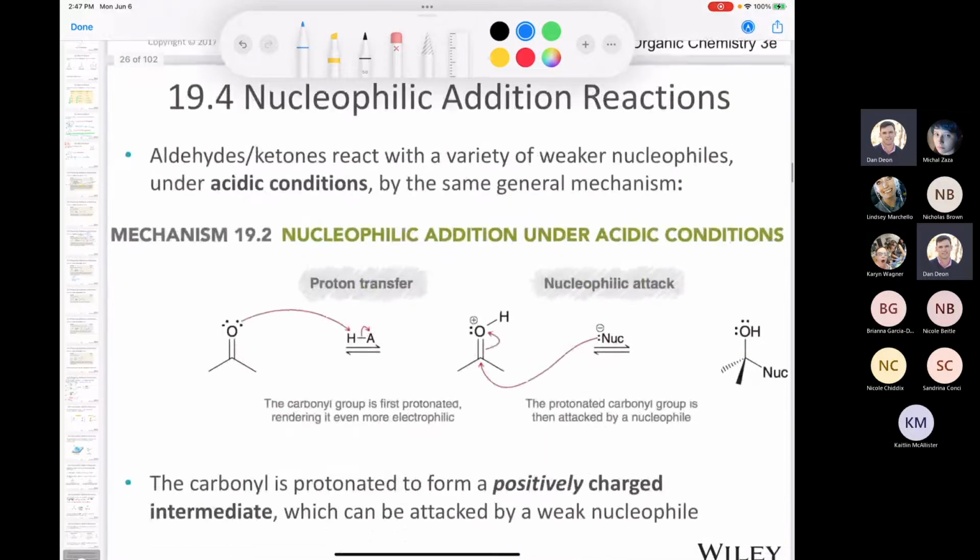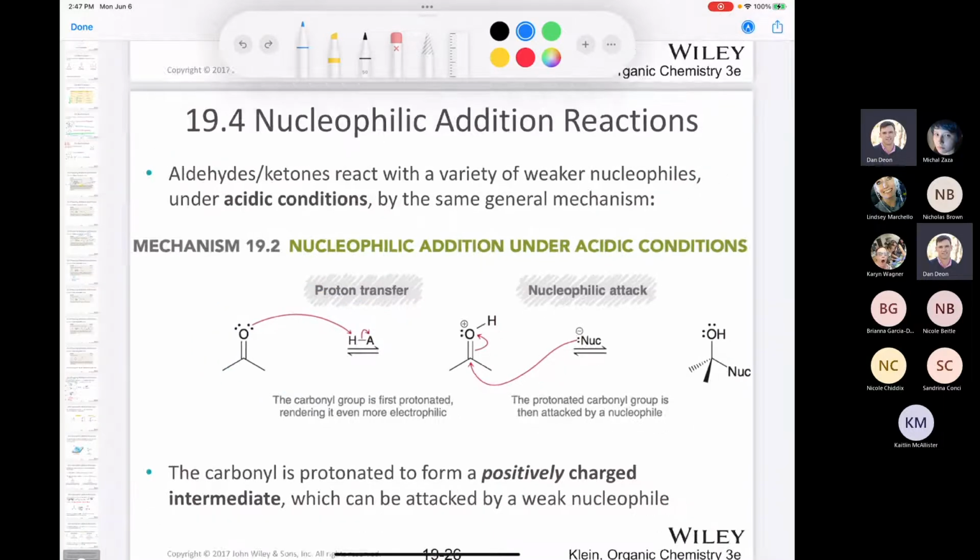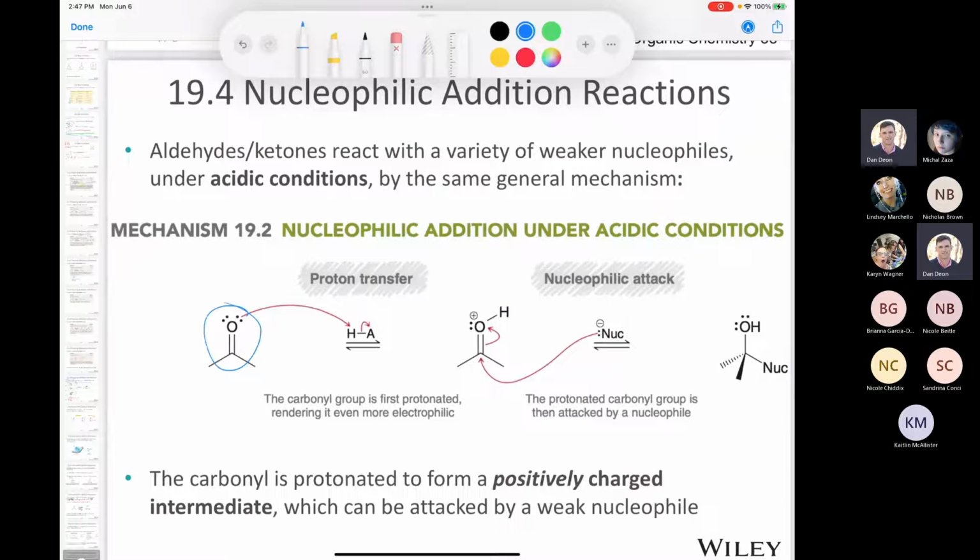But when we're under acidic conditions, the mechanism is different. The first step isn't a nucleophilic attack, it's the reverse. The first step in acidic conditions is a proton transfer. Why would that be? Because this is not electrophilic enough to react with an acid. You have to protonate it first to make the oxonium, which is even more electrophilic than a regular ketone or aldehyde. And so now that this is an extremely powerful electrophile, your nucleophile, the conjugate base of your acid, can come in. And so the carbonyl is protonated, forming a positively charged intermediate.